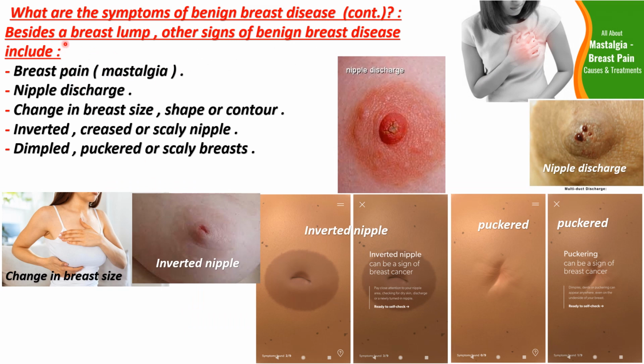Besides a breast lump, other signs of benign breast disease include breast pain or mastalgia, nipple discharge, change in breast size, shape, or contour, inverted or scaly nipple, dimpled, puckered or scaly breasts.